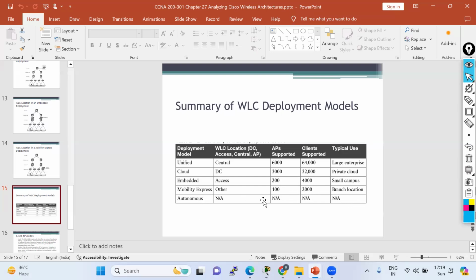Autonomous means there is no WLC, and every AP acts as a standalone, and they just serve all our network. So I hope you understand.